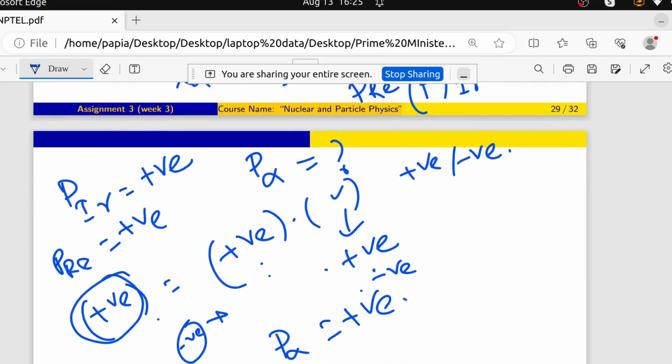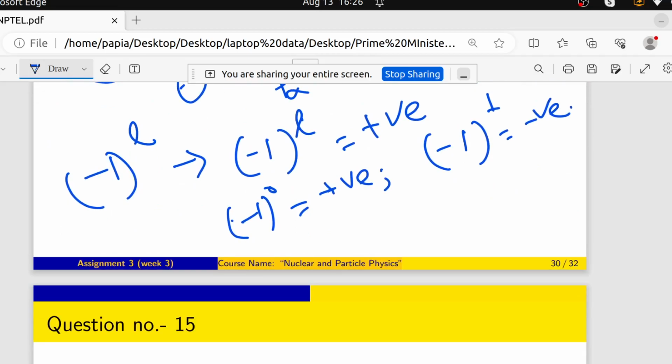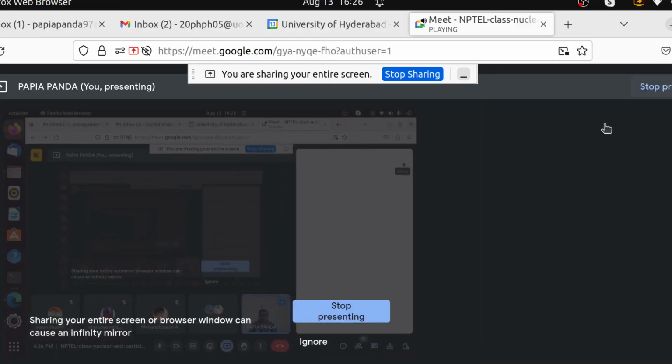So if parity of alpha is positive, that means what? Minus 1 to the power L should be positive. And L value was what? L value is 0 or 1. So if I write minus 1 to the power 0, that gives us a positive value. But if I write minus 1 to the power 1, that is giving us a negative value. So what will be the correct answer for L? From parity conservation, L will be 0. L should not be 1, because at that time the parity will not be conserved. Okay, I think it's clear. I hope so.